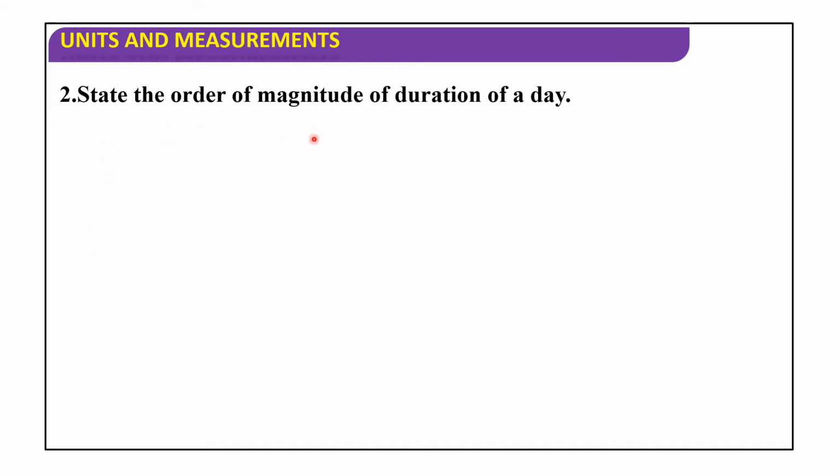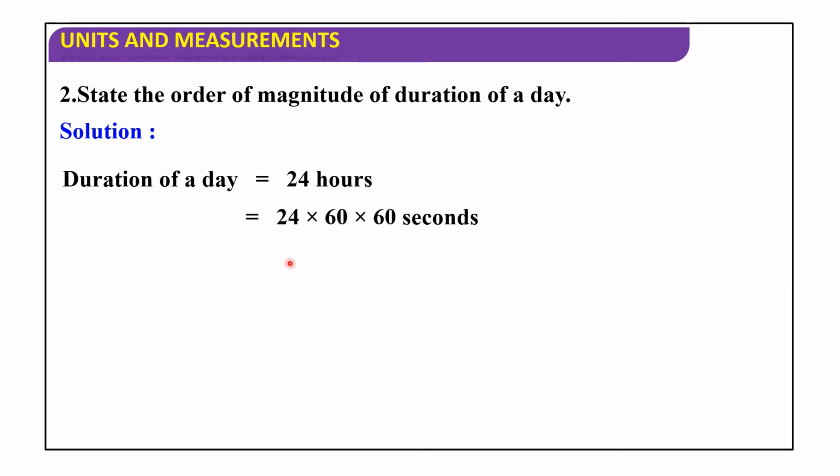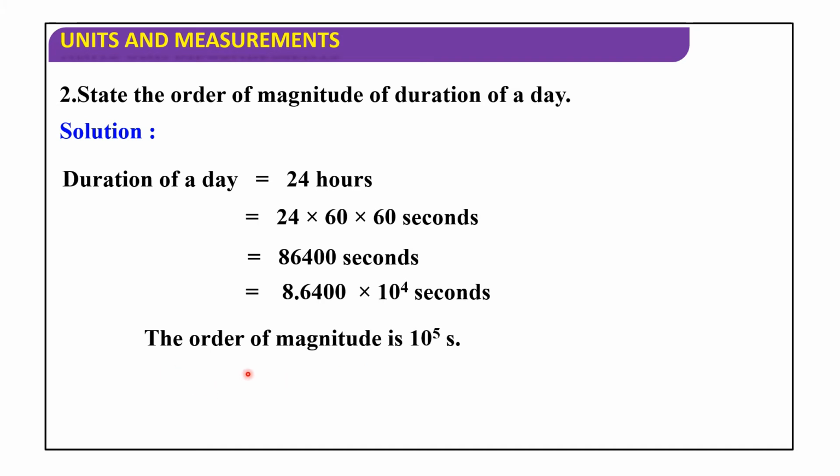Okay. Next, state the order of magnitude of the duration of a day. Now discuss. Duration of a day, that is 24 hours. One day is 24 hours. In terms of seconds, 24 into 60 into 60 seconds. So that is total in a day 86,400 seconds. These seconds can be written as 8.6400 into 10 to the power of 4 seconds. So the order of magnitude is 10 to the power of 5 seconds.